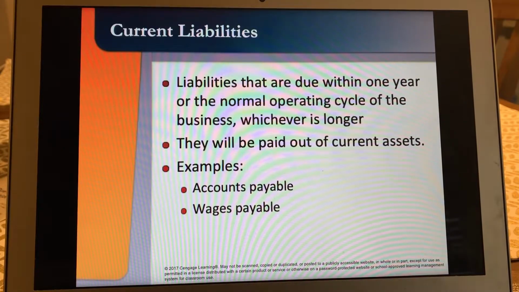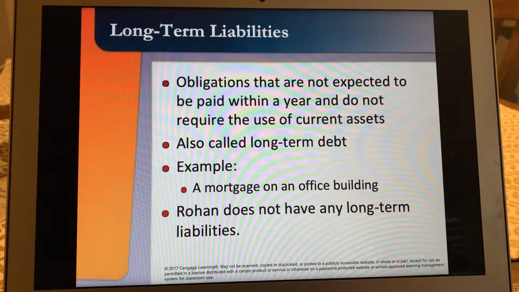Current liabilities are due within 1 year or the normal operating cycle of the business, whichever is longer, and they will be paid out of current assets. Examples of these are accounts payable and wages payable. Long-term liabilities are obligations that are not expected to be paid within a year and do not require the use of current assets, also called long-term debt. An example would be a mortgage on an office building. Rohan does not have any long-term liabilities.